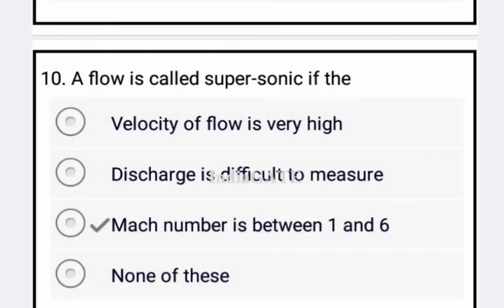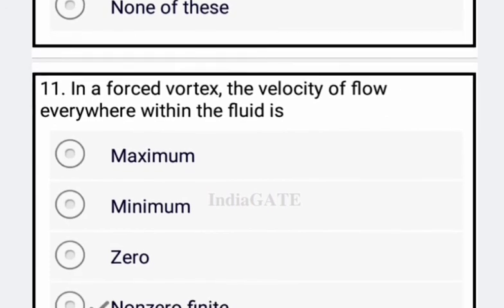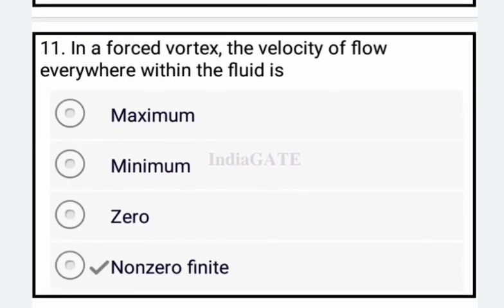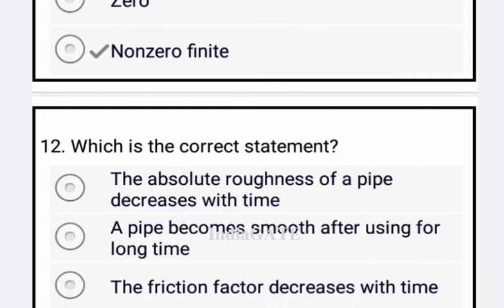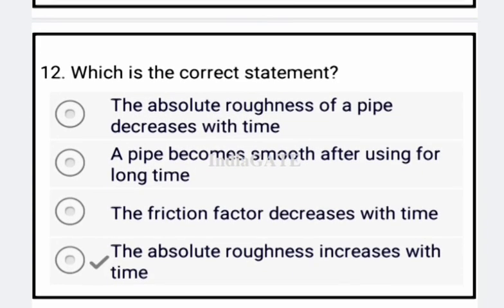Next question. A flow is called supersonic if the? Option C is correct, that is Mach number is between 1 and 6. Next question. In a forced vortex, the velocity of the flow everywhere within the fluid is? Option D is correct, that is non-zero finite. Next question. Which of the following statements is correct? Option D is correct, that is the absolute roughness increases with time.